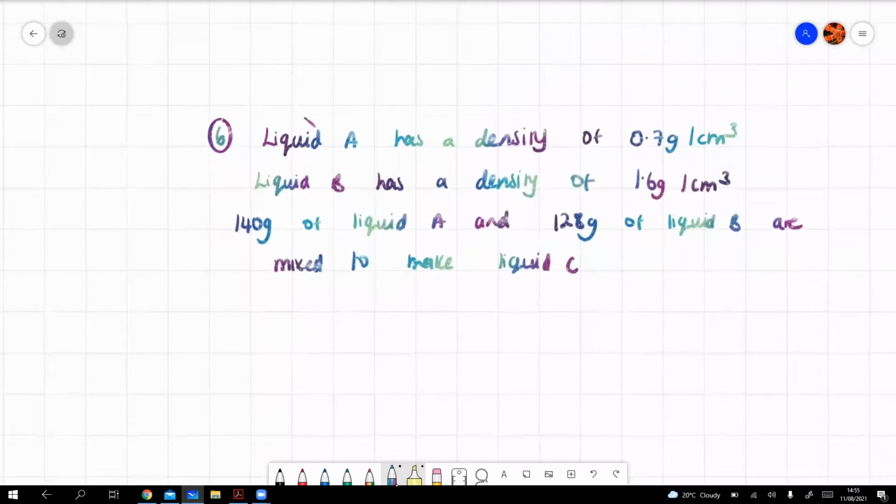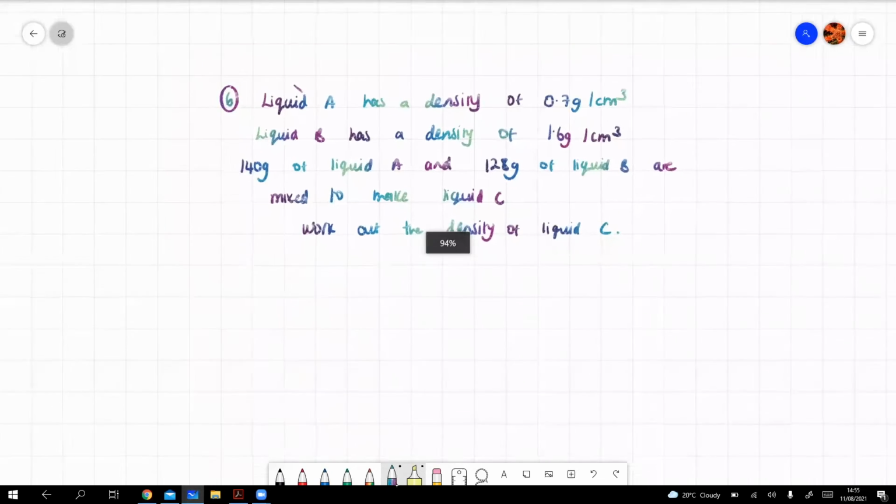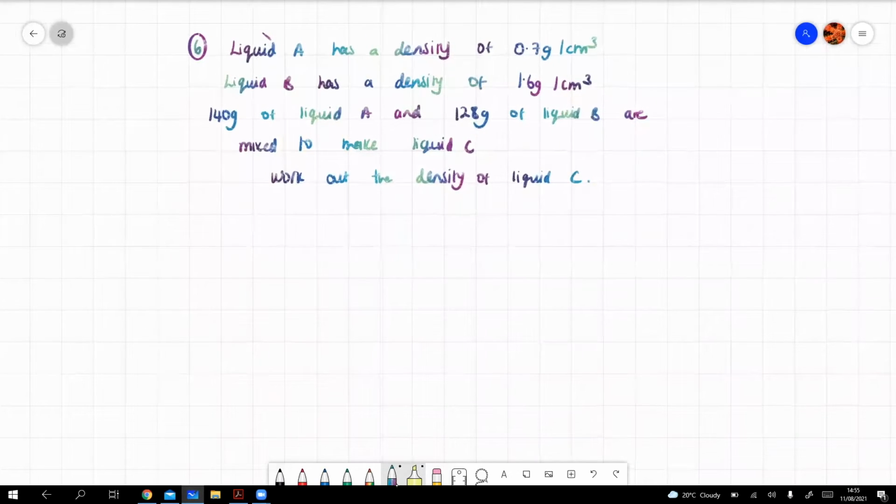Work out the density of liquid C. Okay, so let's zoom out a little bit so you can see the question. Draw your triangle, MDV. Well, we're working out density, aren't we? To work out density, I've got to do mass divided by volume.